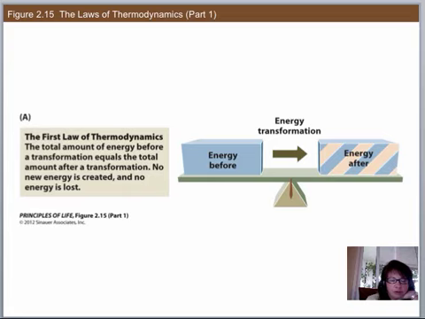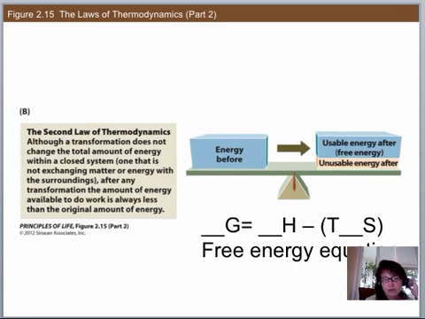So this always brings up a discussion about the laws of thermodynamics, which you may not have heard in your other classes. The first law of thermodynamics is that the total amount of energy before transformation equals the total amount after. Energy is never created or lost. Remember, it just transforms.